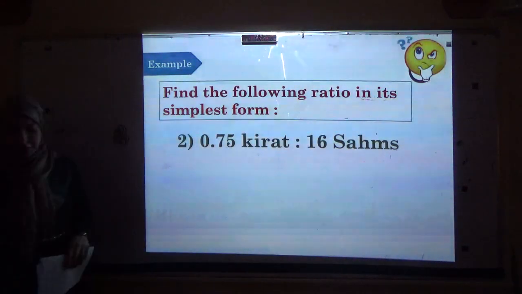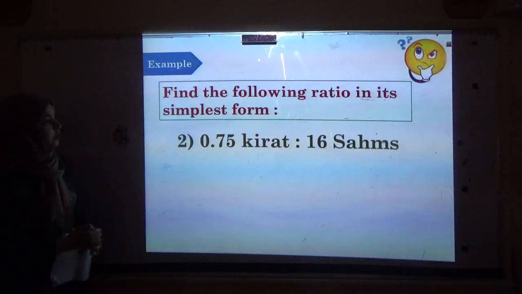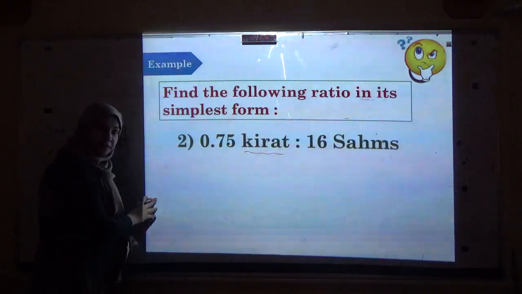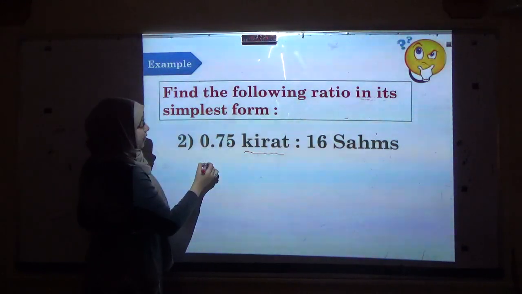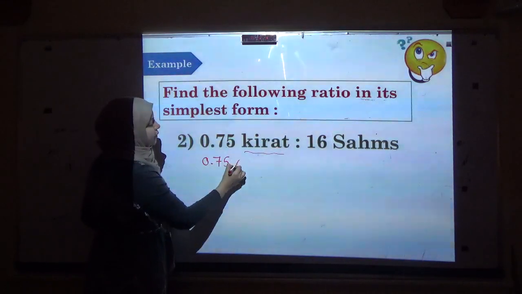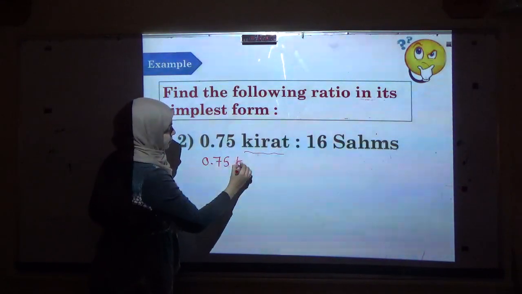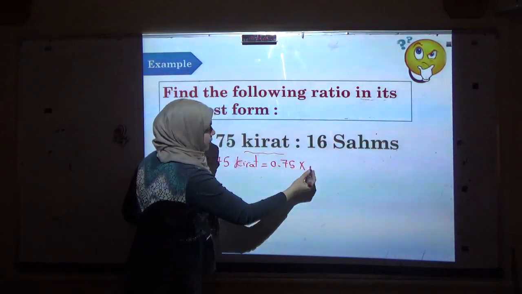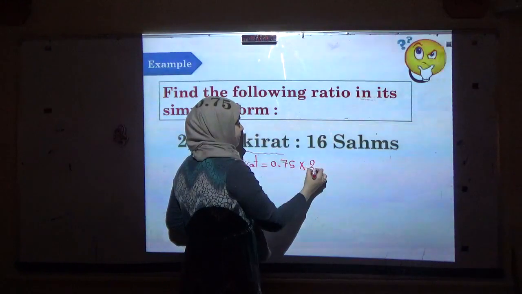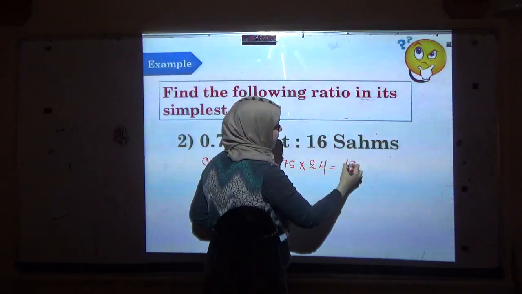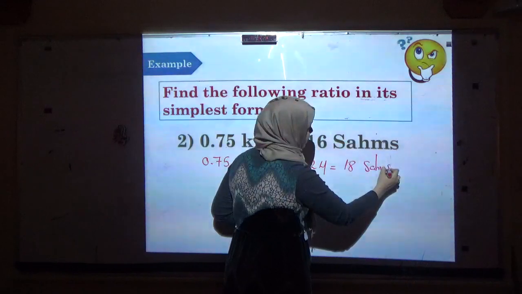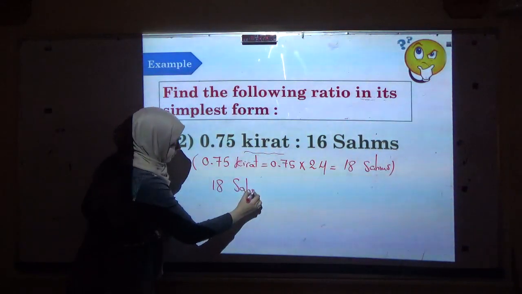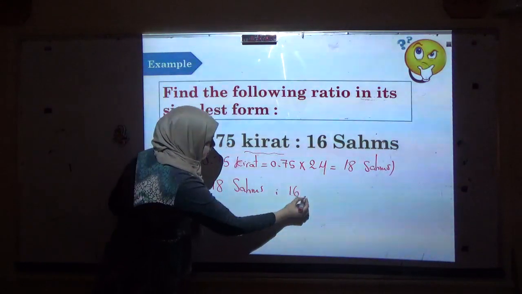Now 0.75 Qirat to 16 Sa. The greatest unit is Qirat, so convert from Qirat to Sa by multiplying 0.75 by 24. It equals 18 Sa. So 18 to 16.